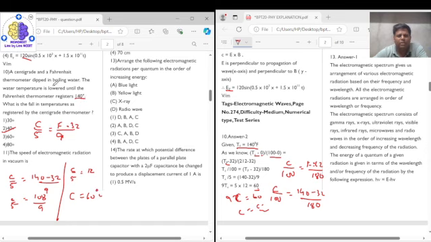So initially the temperature was at the boiling water, that is 100 degrees centigrade. Now it has dropped to 60 degrees centigrade. So the drop is 100 to 60, that is 40 degrees centigrade. So the correct answer is option 2.